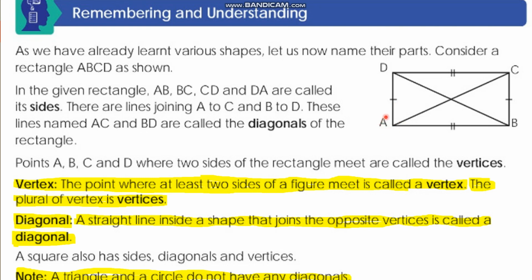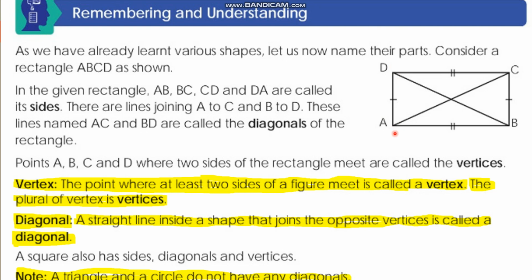Okay, so this is called a vertex. What is the name for this? Vertex. In small classes we learned it as a corner. So it has another name, and that is vertex. Okay, and the plural of vertex is vertices. So a rectangle has 4 vertices.